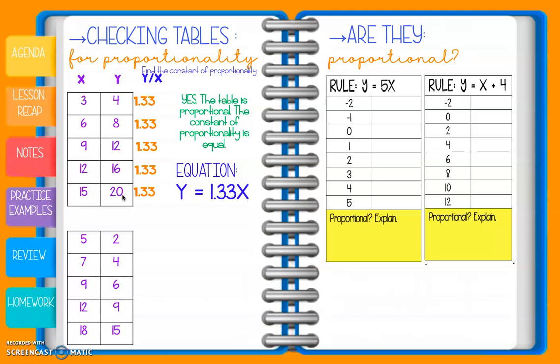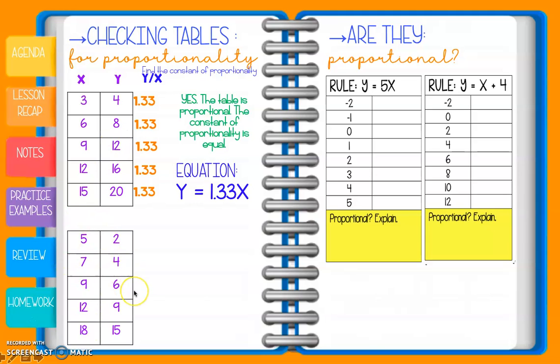The equation then would be y equals 1.333 times x, because our y's equal our unit rate times whatever x value. If we put that in our calculator, 3 times 1 1/3, we would get 4. 6 times 1 1/3, we would get 8.